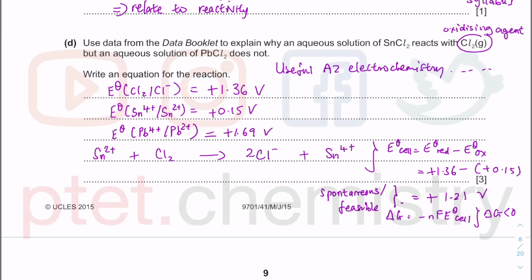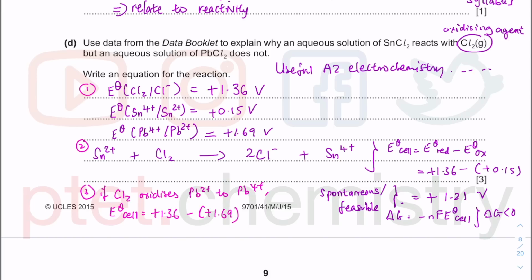But an aqueous solution of PbCl2 does not react. So now we are onto the negative bit. If Cl2 oxidizes Pb2+ to Pb4+, we need to show the E cell is going to be the E red, which is the Cl2 acting as oxidizing agent, so they will undergo reduction. So the E red is plus 1.36 from the chlorine, and then that is minus plus 1.69.